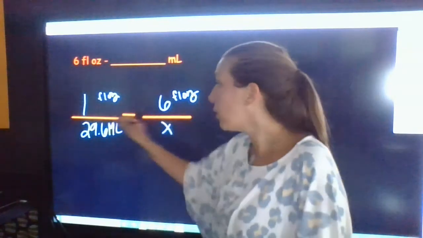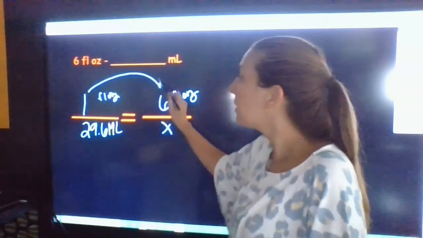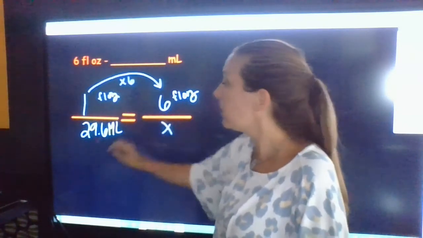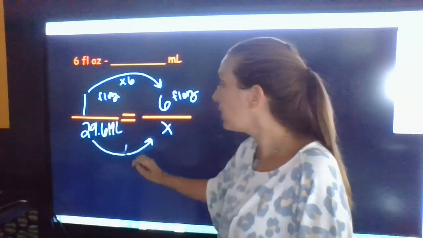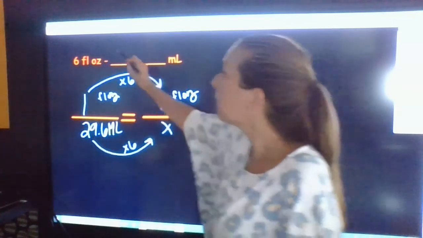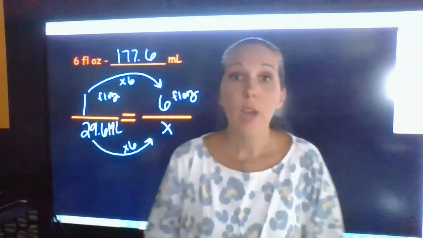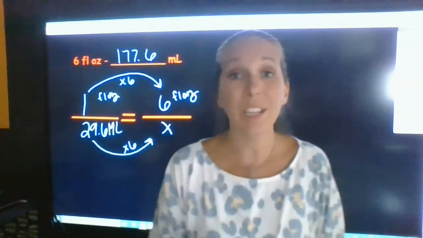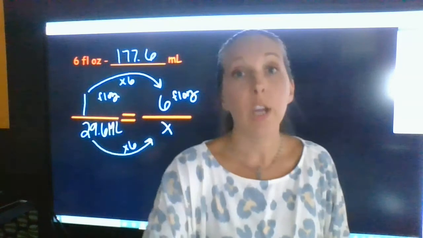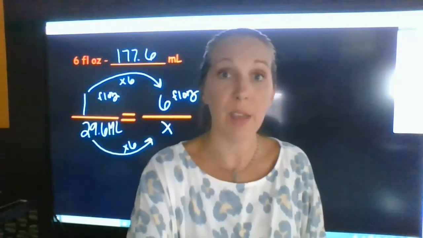So you could crisscross multiply, but again, on this one, it would be so much easier just to say 1 times 6 is 6, and then 29.6 times 6. That's going to give us 177.6 milliliters. So remember, if you're going from English to metric or metric to English, use your reference sheet, and that's where you're going to find what I know.